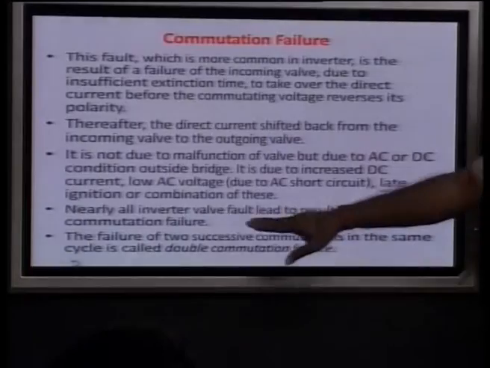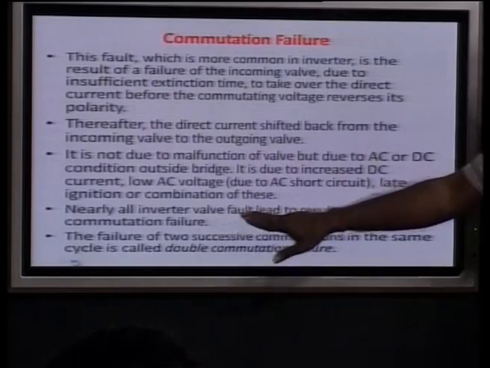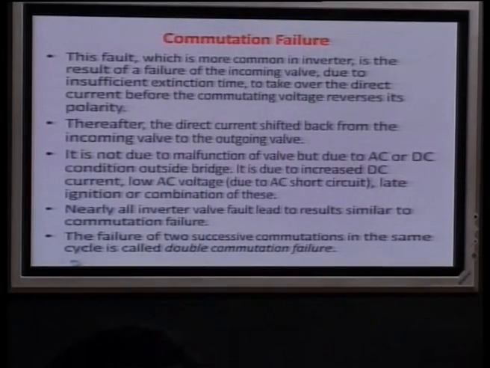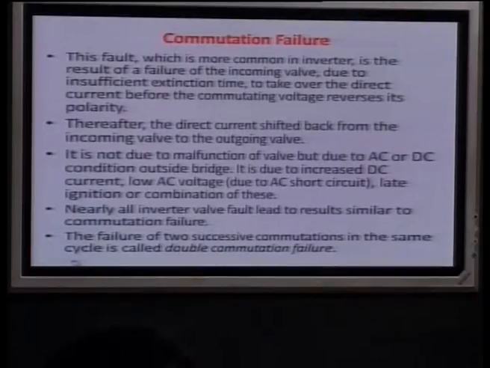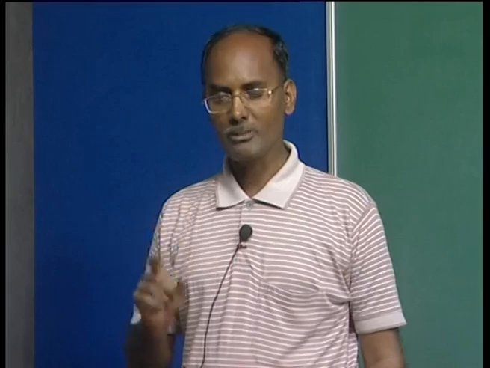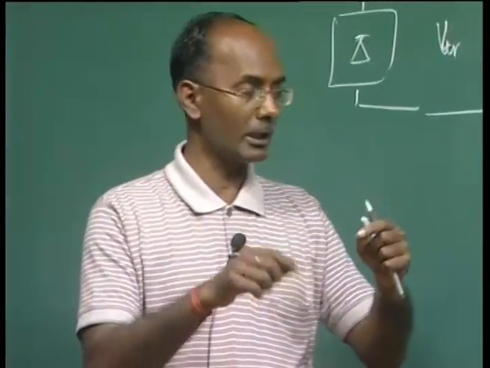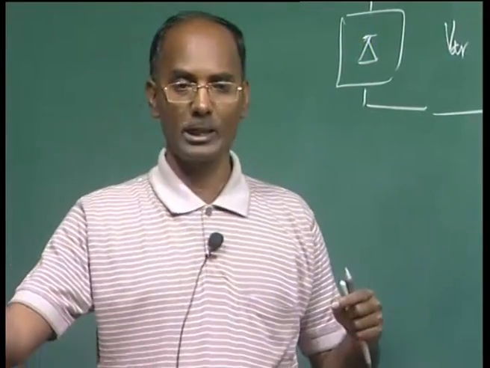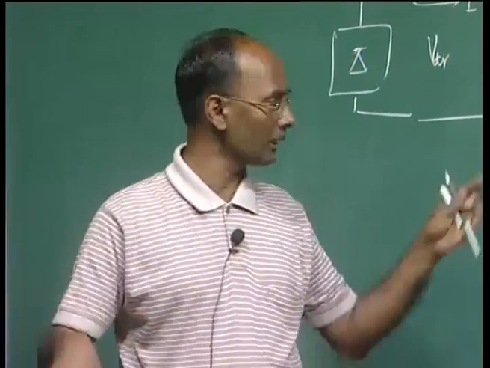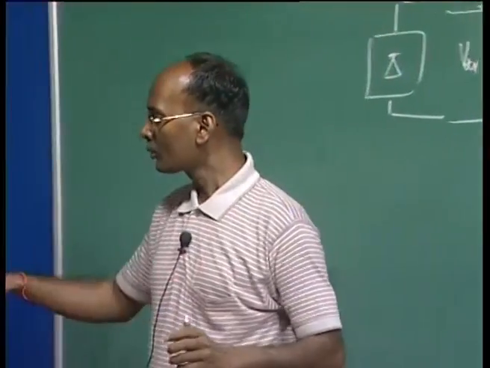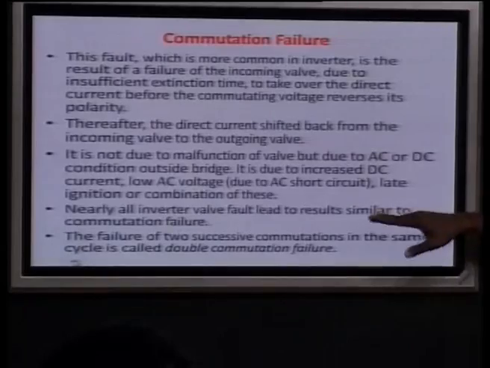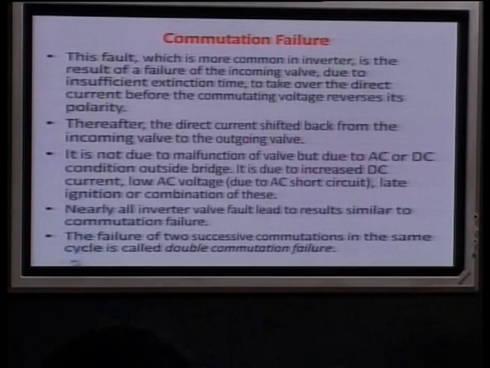So here is one sentence I have written: nearly all the inverter valve faults lead to similar phenomena, like the commutation failure. The misfire is also some sort of the same. If you just draw the misfire, you will find it is almost the same phenomenon, the DC dead short circuit. There is a possibility that the next valve will not conduct due to the negative voltage, as we will see for the commutation failure. So it will give you nearly the same result as other faults in the inverter circuit.